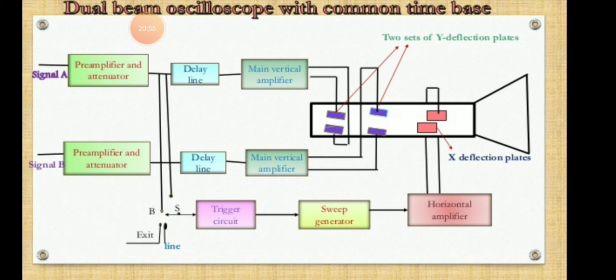First point, in a dual beam CRO, there are two separate vertical input channels, A and B. They use separate preamplifier and attenuator stages, that is for signal A and signal B, or you can say channel A and channel B. Because of this arrangement, it is possible to control the amplitude of each input independently.